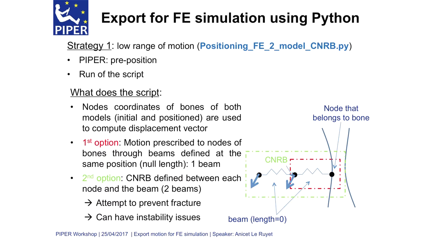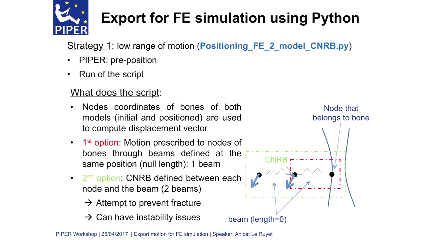The user will use only two positions, so the initial position of the model and the position of the model after positioning through the pre-positioning module, for example. And then it will run the scripts, and it will directly write the inputs with the prescribed motion from the initial model to the final one. For this, only the nodes of the bones will be used to compute displacement vectors.